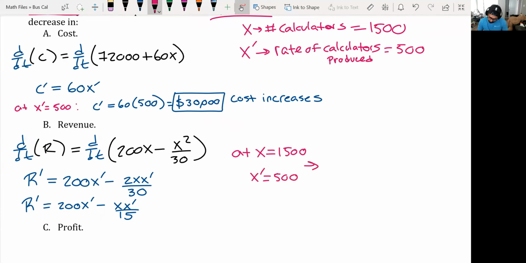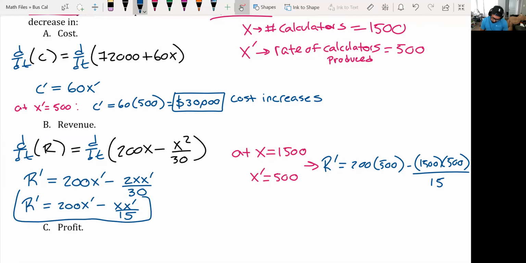we get r prime equals 200 times 500 minus 1500 times 500 over 15. Okay, now we just have to calculate that.